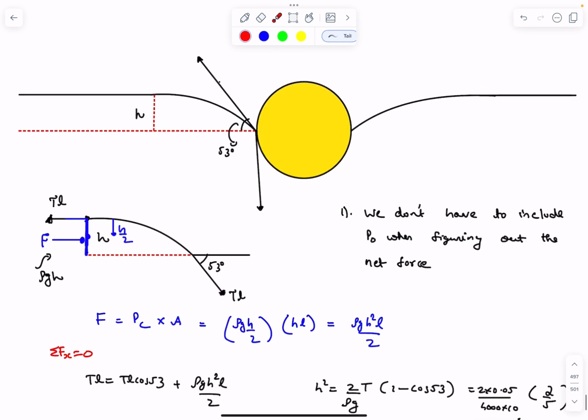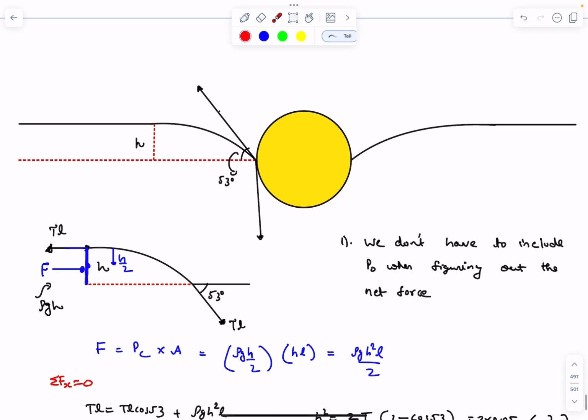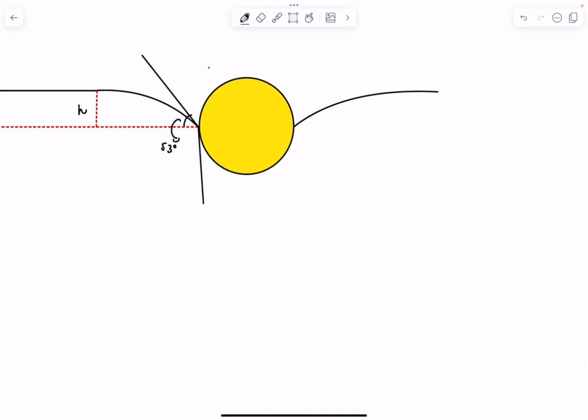Okay. So the next question that we have to discuss is the density of the material. And for that, we obviously have to do force balance for the cylinder. Okay guys, for the cylinder, first we have the weight of the cylinder acting. As half of this cylinder is submerged under water, there will be a buoyant force acting, and also we have the surface tension forces. So these are the forces that are acting on the cylinder.